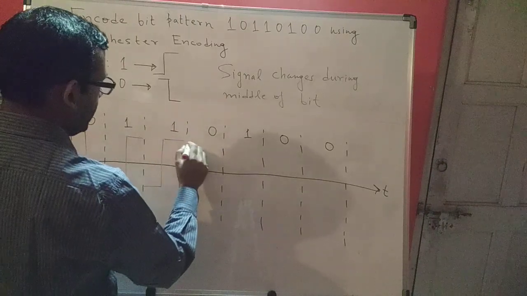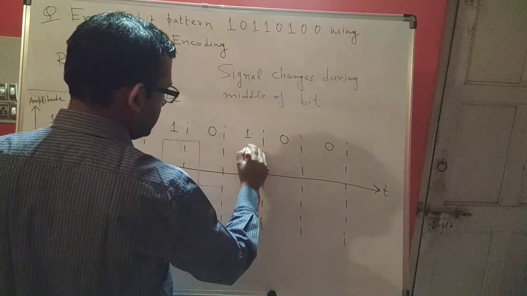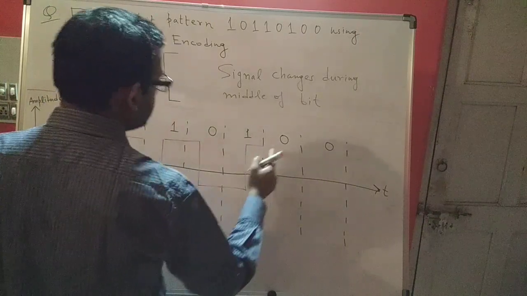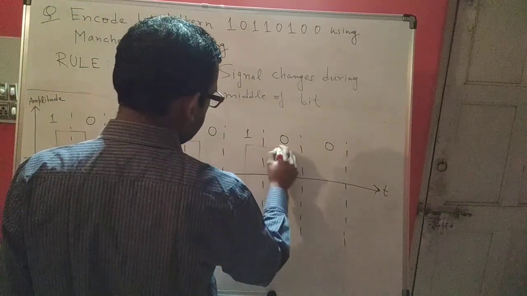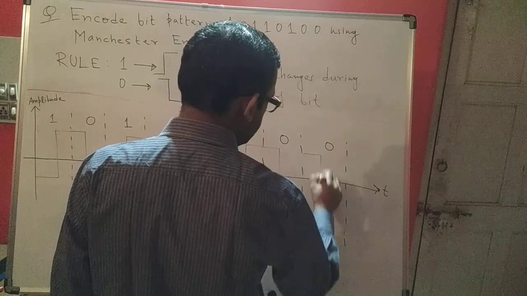0 represents a Z. So this is a Z. 1 represents a reverse Z. So this is a reverse Z. 0 represents a Z. So this is a Z. 0 represents a Z. So this is a Z.